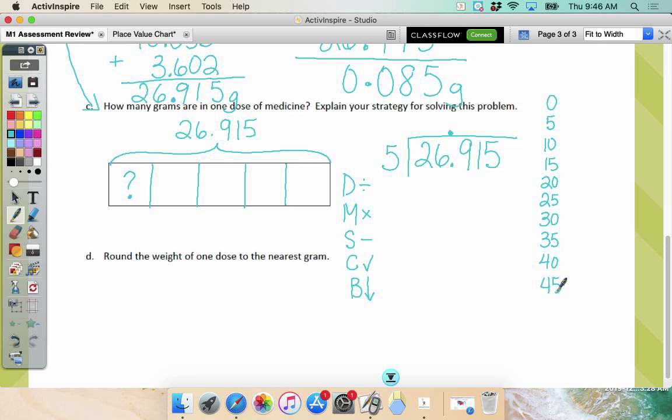Okay, so let's talk through it. Which number in the multiples is closest to 2 without going over? 0. Okay, so I'm going to divide by what? 5. And what do I get? 0. Where do I write the 0? Directly above the 2. Okay. What do I do next, Oziel?